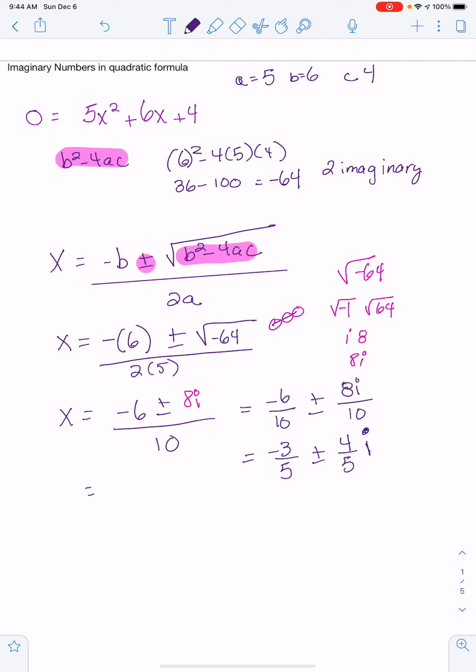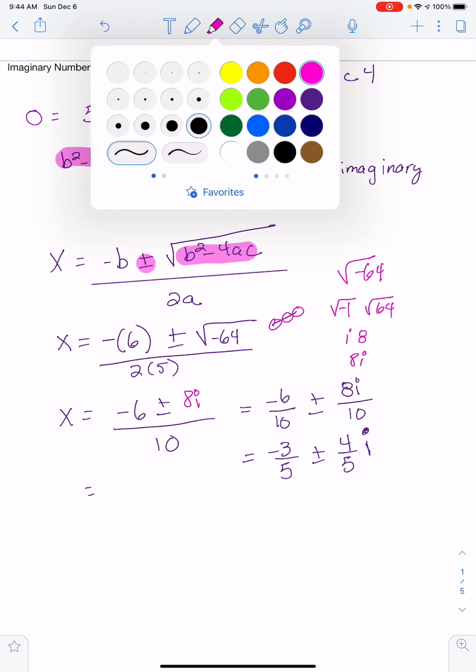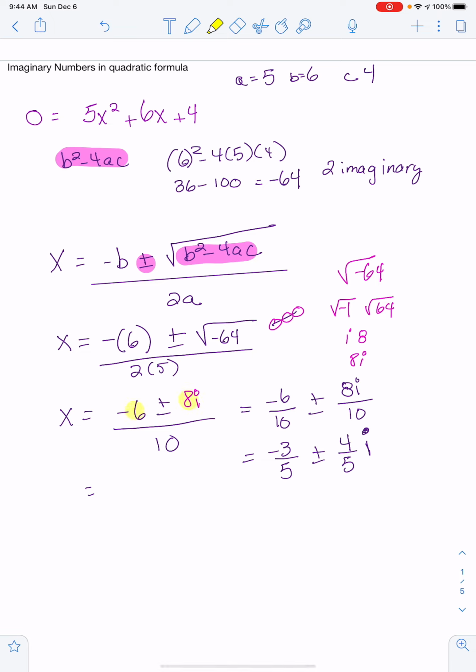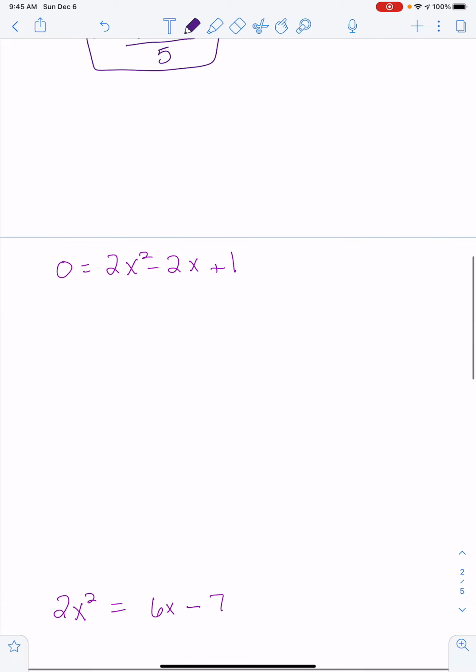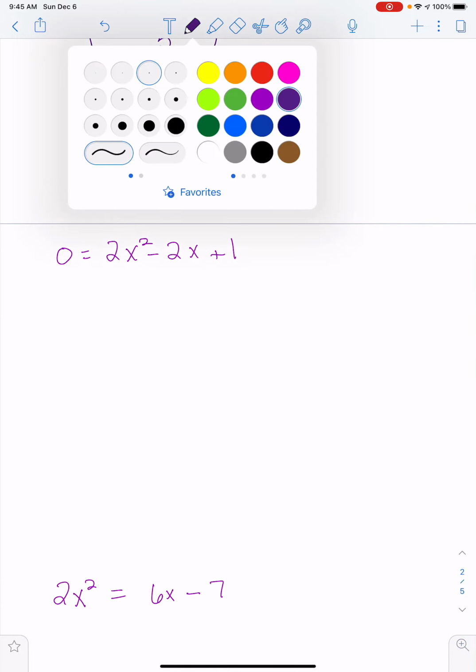You could have simplified it back here as long as you recognize that all of these are even, and you have to take a 2 out of all of them. You can't just take it out of part of it. And so I would have accepted negative 3 plus or minus 4i all over 5 as well. These two answers mean the same thing. And so that would be a way to do it. So let's do a couple more just to make sure you're getting the gist of it.